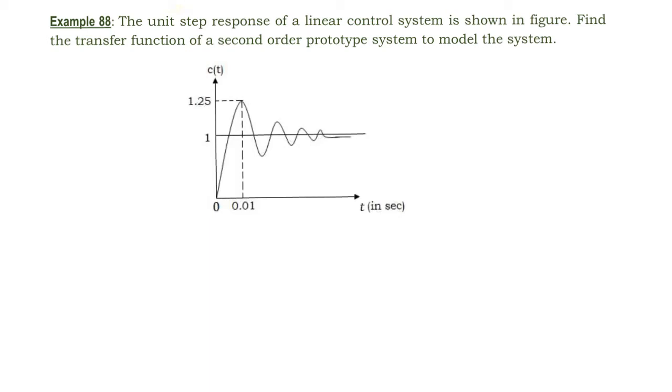So the next question: the unit step response of a linear control system is shown in the figure. Find the transfer function of a second order prototype system. From the information given in the figure, we have to find the transfer function of the second order system. So what is the information that is given here? This is a unit step response, this is the output, and it is an underdamped output.